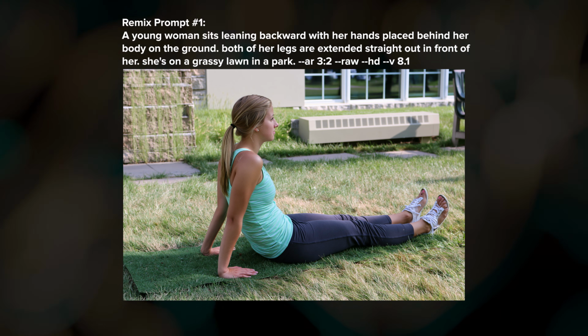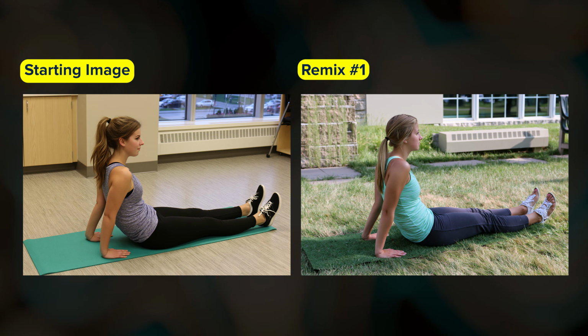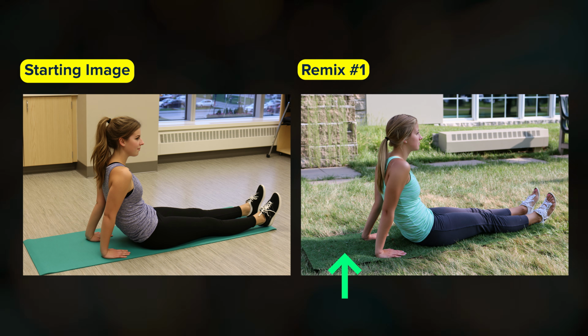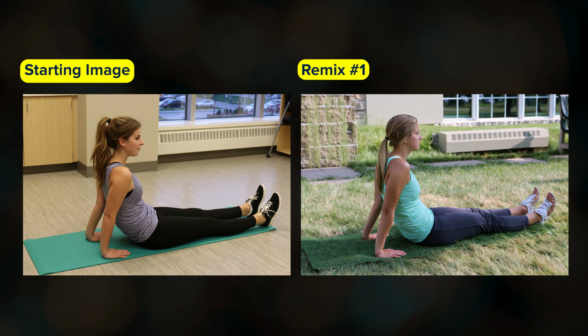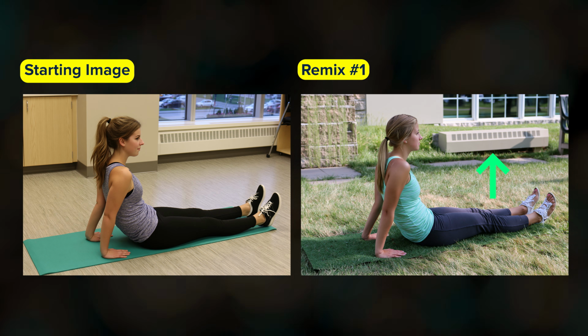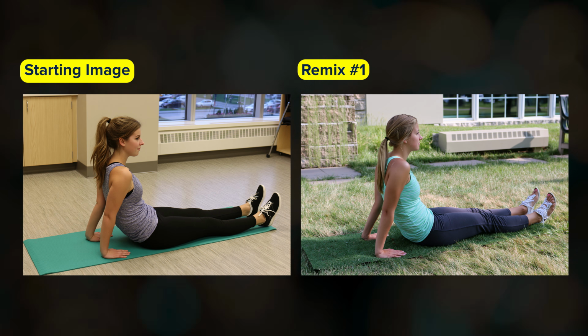It's sort of mid-transition. And if you compare these two images closely, you can still see the shape of the yoga mat, which is turning to grass. We still have the radiator and windows here, but it's shifting towards an outdoor scene. With a big transformation like this, it's going to take more than one round of remixing.